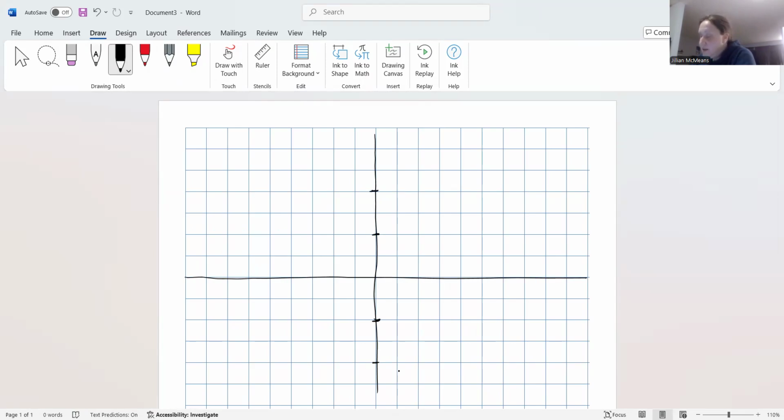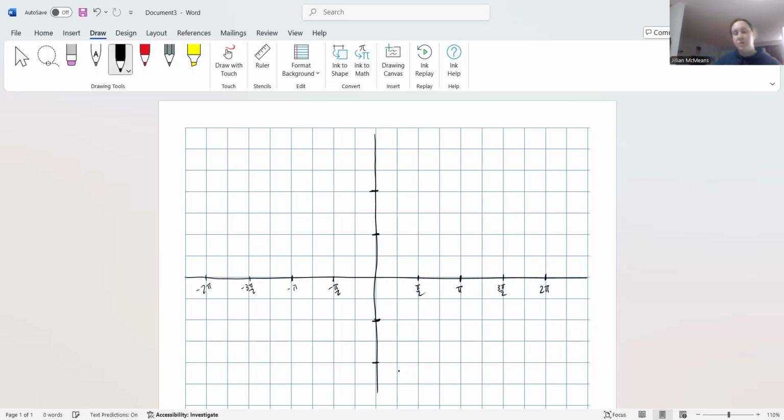And then we'll say this is pi over 2, this is pi, this is 3 pi over 2, this is 2 pi. And then we'll do -pi over 2, -pi, -3 pi over 2, -2 pi.